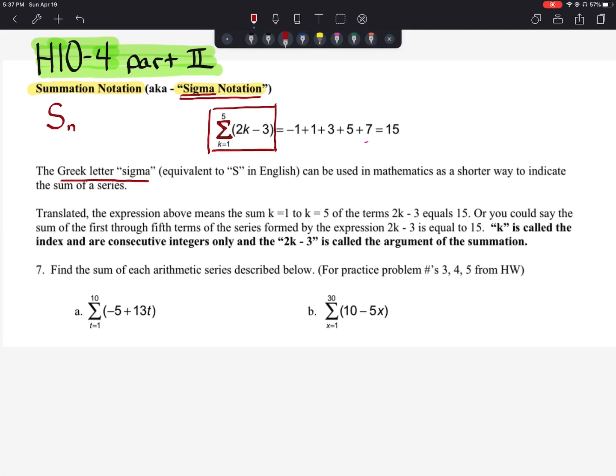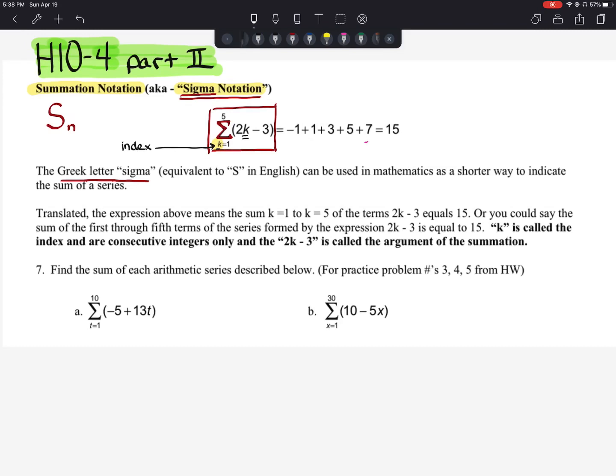Now, some other parts to this here. I'm just going to point it out. You've got a letter equals a number. What this letter is, we refer to as the index. Okay, so we call this the index. That K value is the index. And you will also see it in an expression over here that follows sigma. This is like your nth term expression, like the formula for the nth term, except we're using K in there instead.